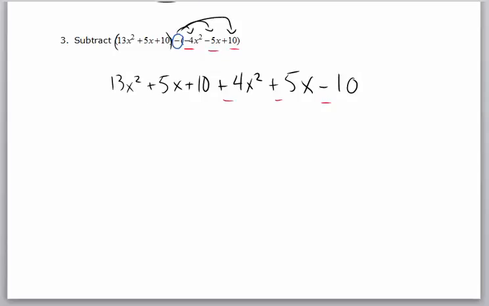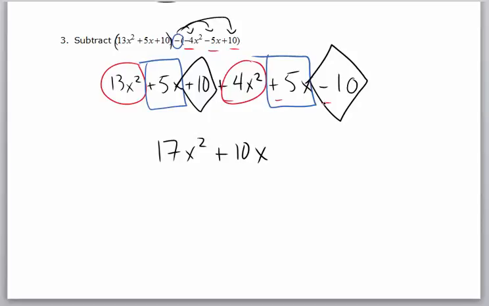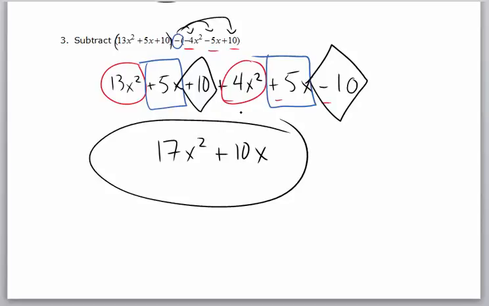Now I can combine like terms, like, and like. Okay, so 13x squared plus 4x squared, that's 17x squared. 5x plus 5x is 10x. And what is 10 minus 10? That's 0. Okay, so I'm done right there.